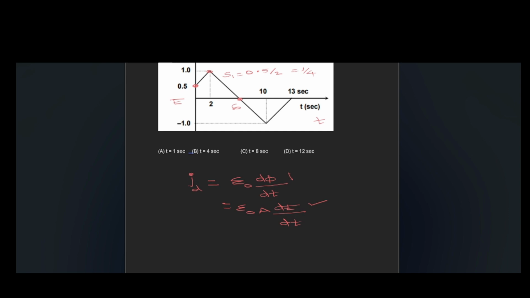Why we are calculating the slope: see, they are asking for I_D max, and I_D is proportional to the slope. dE by dt is the slope. Okay. And in the first case, the slope we got is 1 by 4.